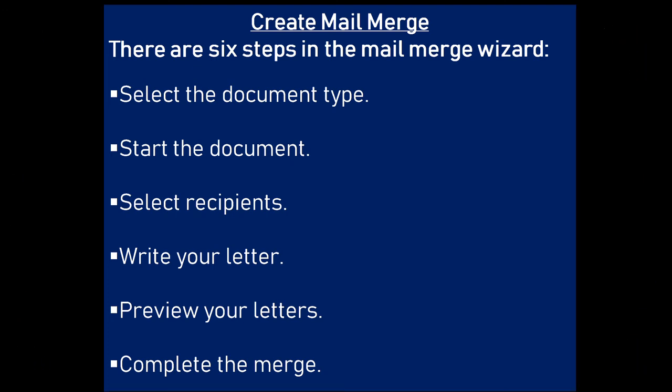So children, to create a mail merge, there are 6 steps in the mail merge wizard. Follow these steps one by one and you will be able to complete the mail merge. The first step is select the document type. Second is start the document. Third, select recipients. Fourth is write your letter. Fifth is preview your letter, and the last one is complete the merge.